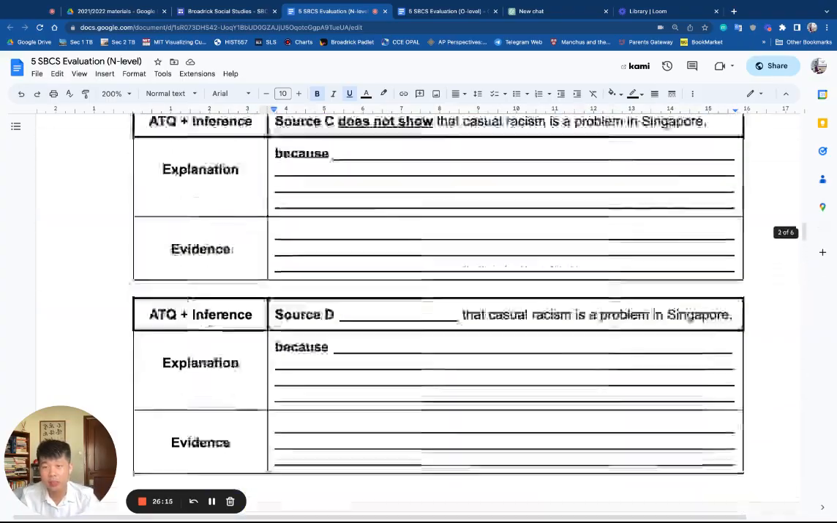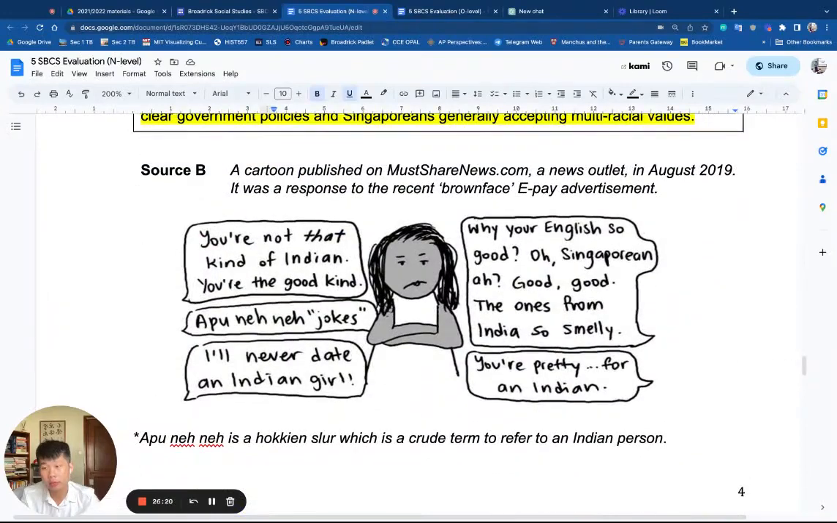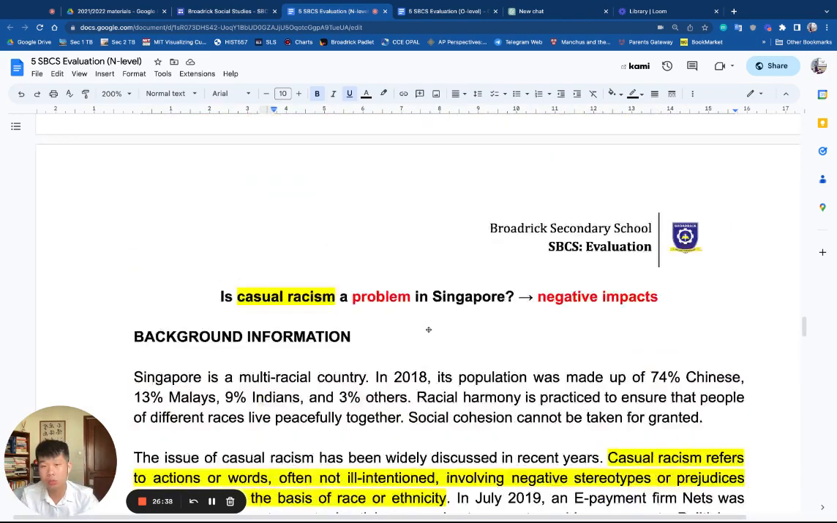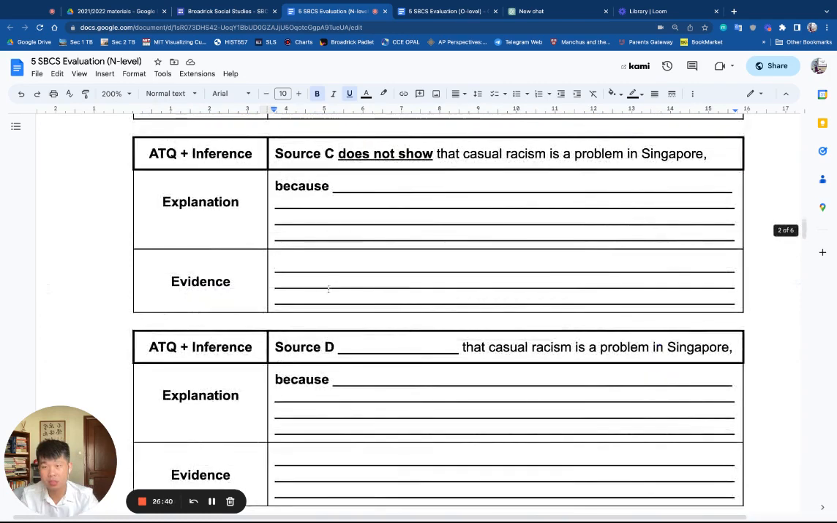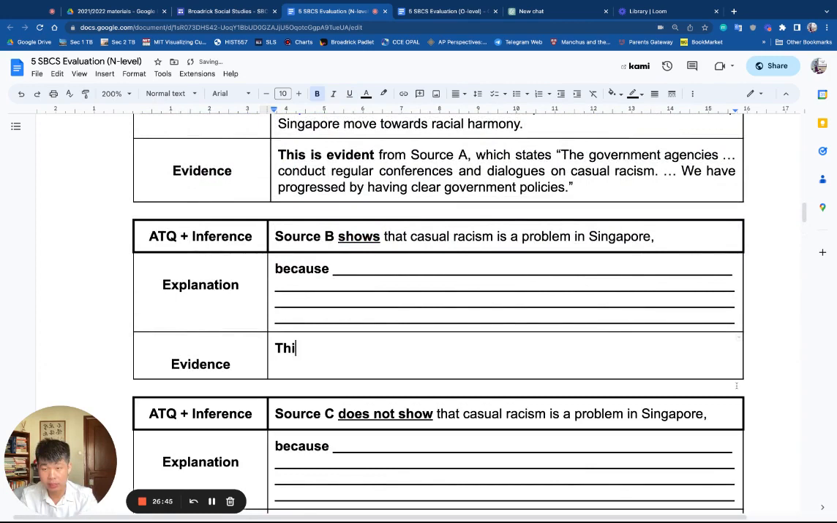Okay, so you can see from source B that there are some really rude remarks, right? Terribly racist and rude remarks being made to this brown skinned lady, and she is unhappy, right? She's folding her arms, she's frowning, but she's not rebutting. She's silent, or is she silenced, right? So we are gonna put in the evidence first, and then we can sort of clean up the inference. This is evident from source B.